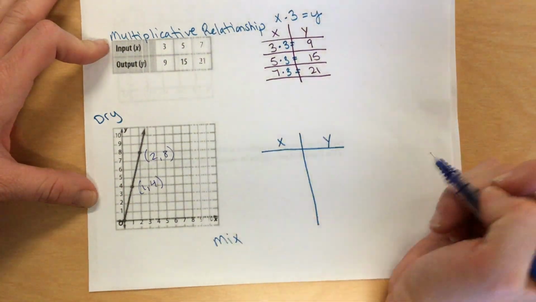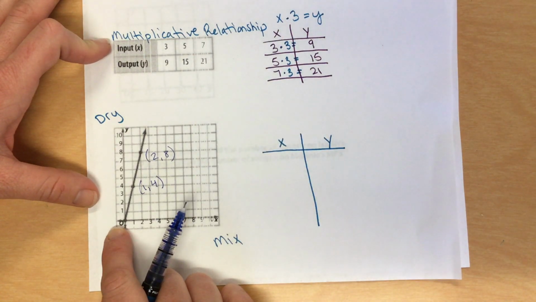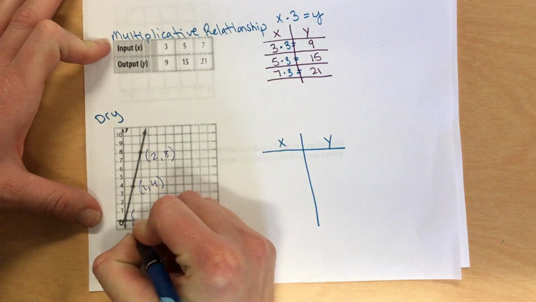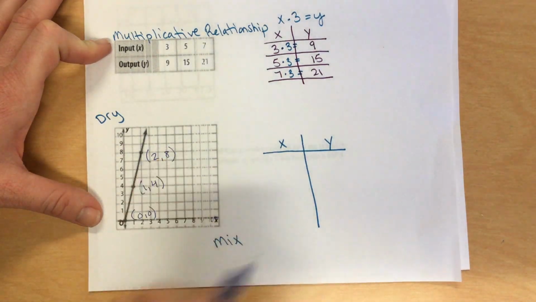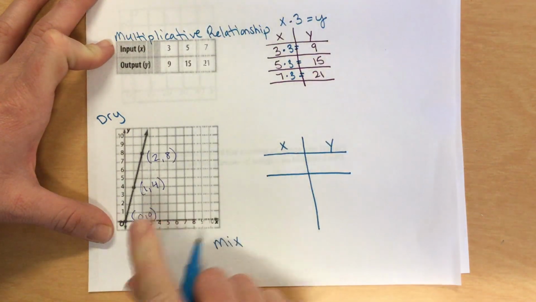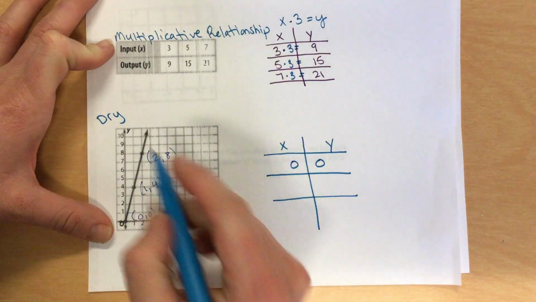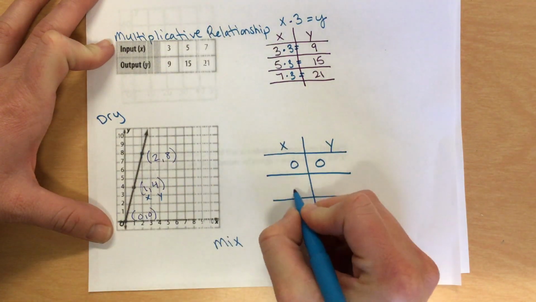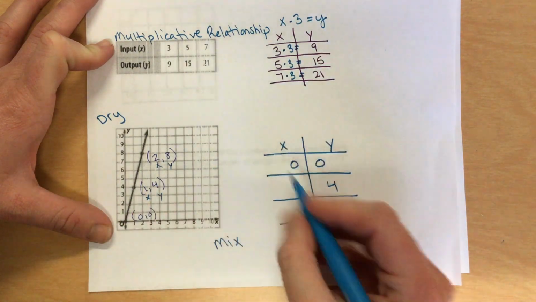All right. Oh, wait, there's one down here. What's the next one? This one is 0, 0. We missed that one. Couldn't see it. Okay, so you should have 0, 0, 1 and 4, 2 and 8. Okay, I know my X is first, so our first ordered pair is 0, 0. X and Y, this is 1 and 4. And then 2 and 8.